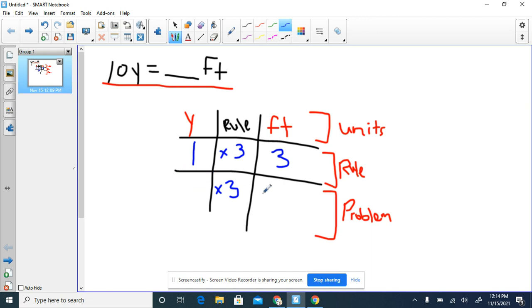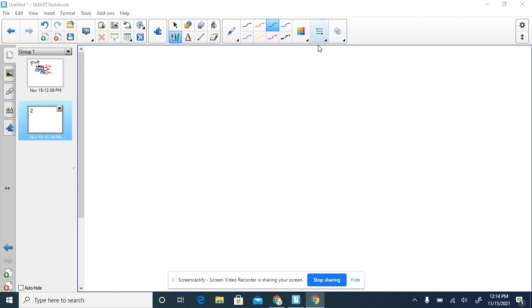We're looking at yards in the third row, which is about your problem or your question. Well, it starts out with 10 yards. So we have 10 yards times 3 is our rule, which gives you how many feet we're looking for. Well, 10 times 3 is going to be 30. 30 feet. Next problem.